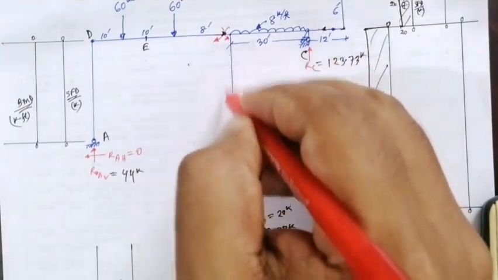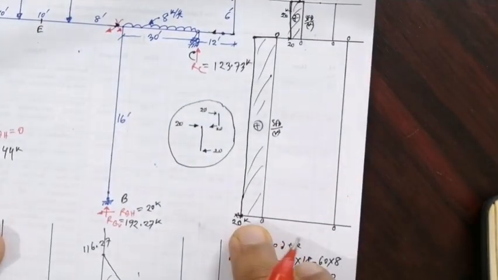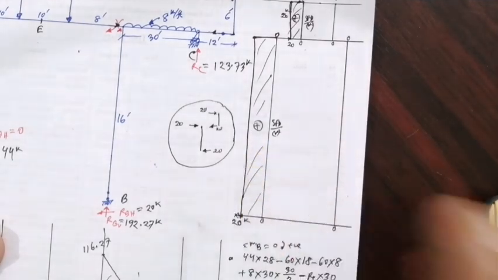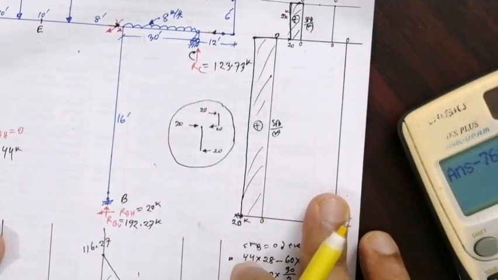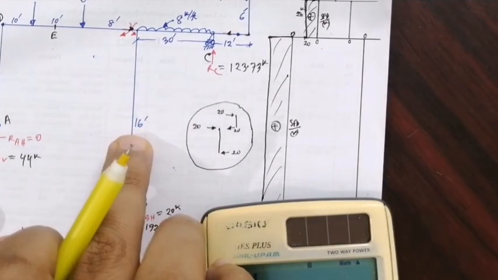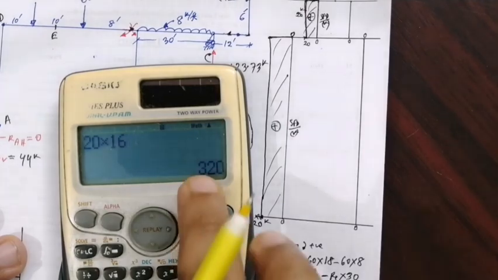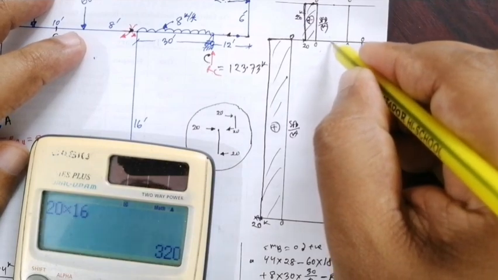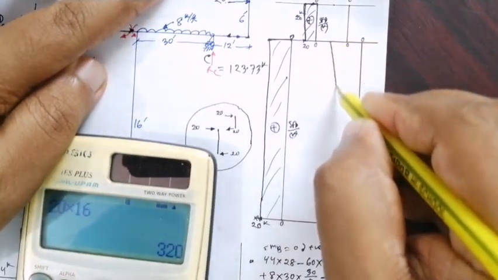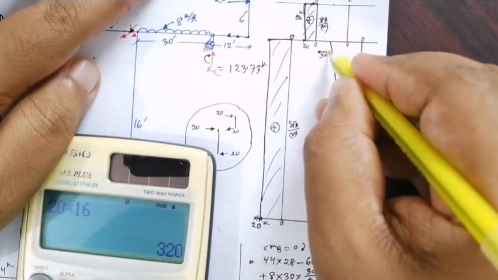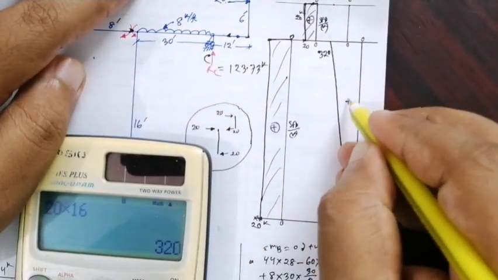Now we go to this member. Here it is also 0 and 20 kip positive, so the moment is also positive here. The moment is 20 into the distance 16, so 16 into 20 is 320, positive. Positive means it is actually inclined this way. The 320 moment is also positive.